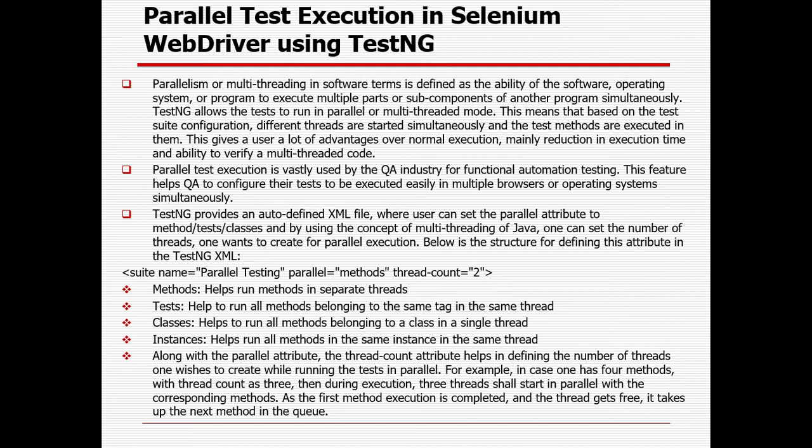This is the structure you need to use. In the suite tag, you need to provide the name, and parallel equal to methods, or you can give tests or classes, and the thread count, how many threads you want to use. That is the syntax you need to use in the XML file. Once you use it, it will automatically run simultaneously. It will pick up the test cases based on the threads.